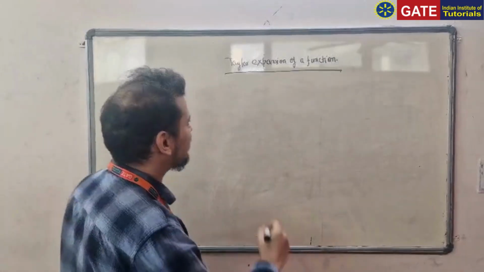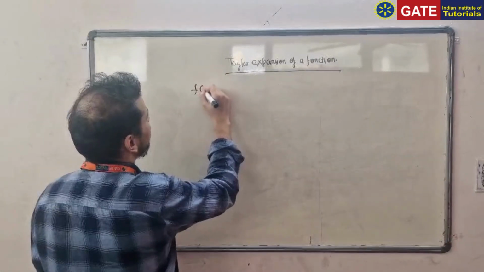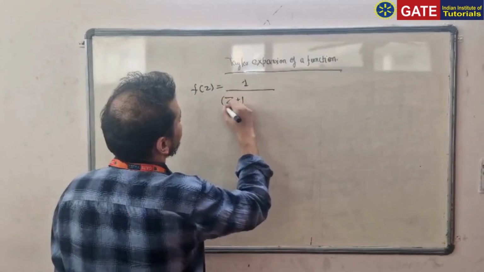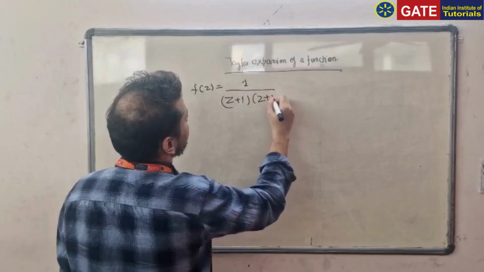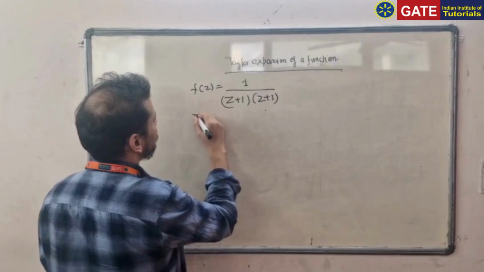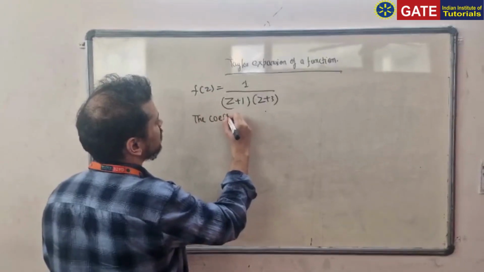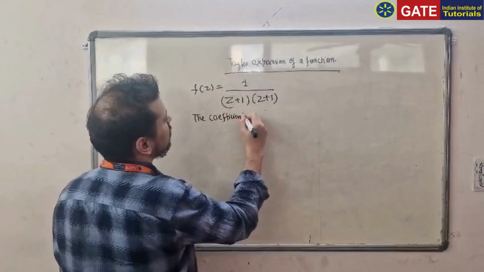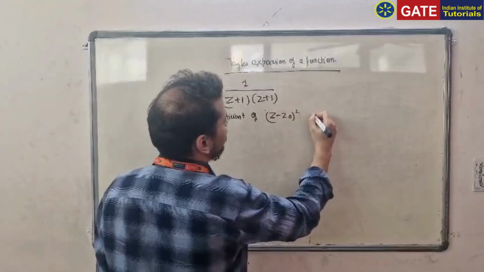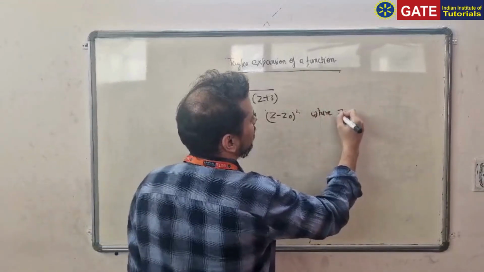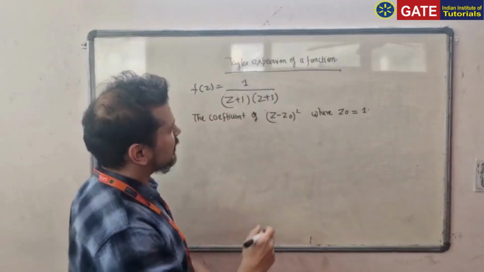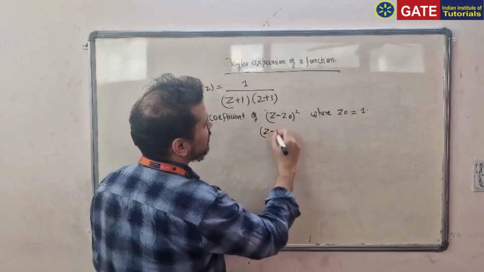Let's do a numerical that was asked in that exam. The question was f of z was given as 1 upon (z plus 1)(z plus 3), and you have to find the coefficient of (z minus z naught) square, where z naught is equal to 1. So we have to expand this function and find the coefficient of (z minus 1) square.